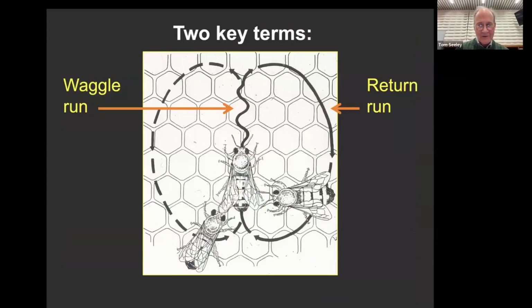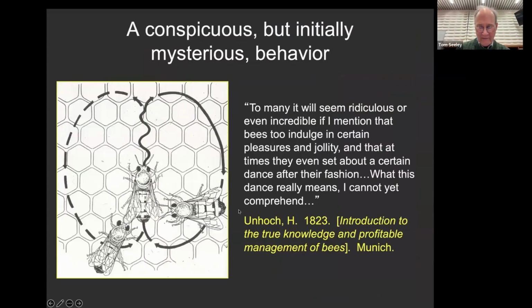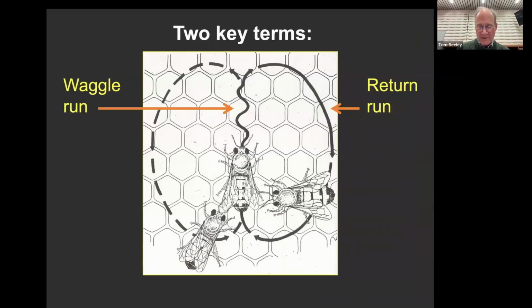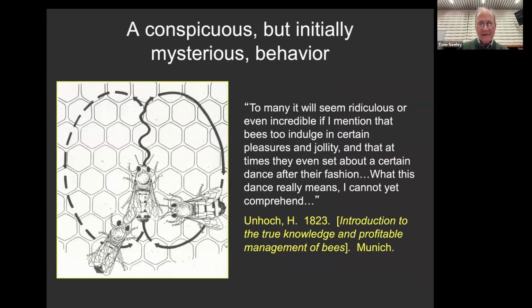Now, I want to introduce 2 key terms that are essential to this talk. These are the 2 terms that describe the different parts of a circuit of a waggle dance. Each waggle dance has a waggle portion or waggle run to it. And then there's a return run, so the bee gets back to the starting point. And so those are 2 key terms. We'll be using those terms a lot, often.